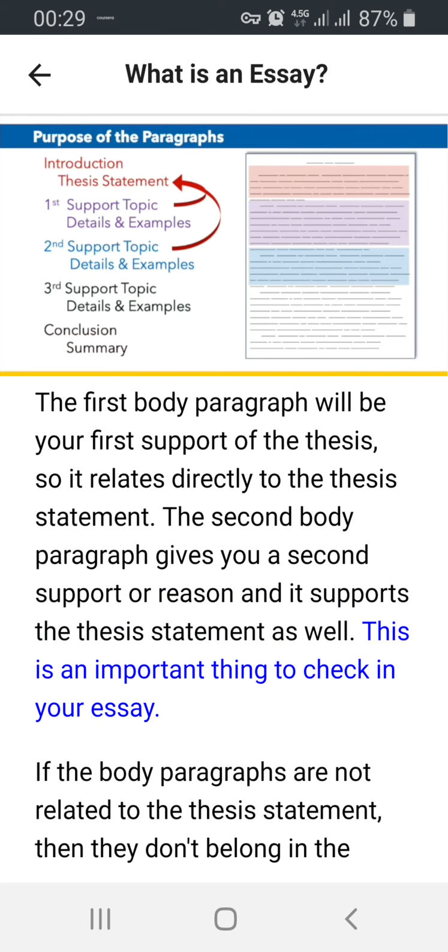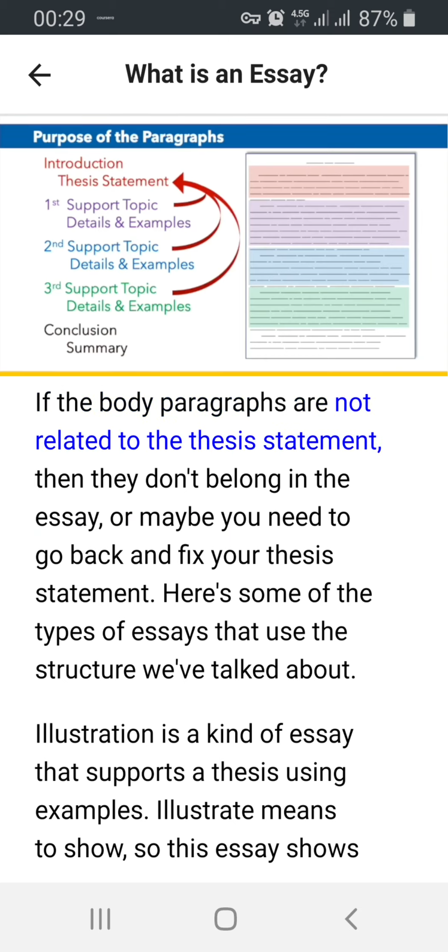This is an important thing to check in your essay. If the body paragraphs are not related to the thesis statement, then they don't belong in the essay, or maybe you need to go back and fix your thesis statement.